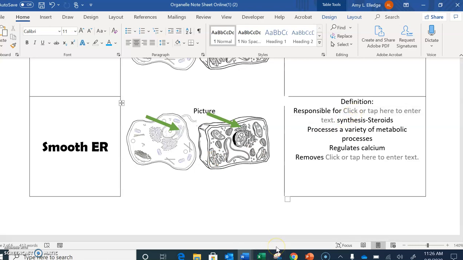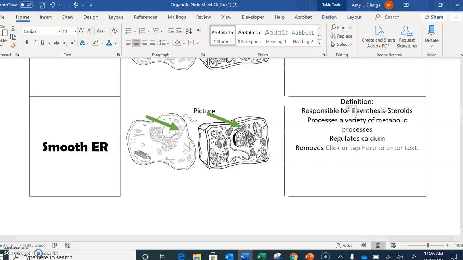Smooth ER does a lot of stuff. All right, so it is responsible for lipid synthesis, so it makes fats, in particular the ones that make your hormones, like steroids. Natural steroids, not the kind that shrinks your junk, guys. Natural steroids are in your body, okay? It processes a variety of metabolic processes. That's redundant. It regulates your calcium, which is really important, especially as you get older, and it removes toxins.